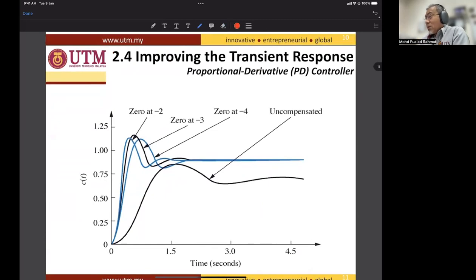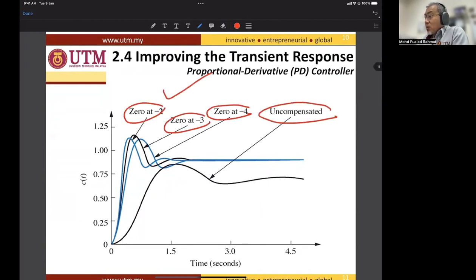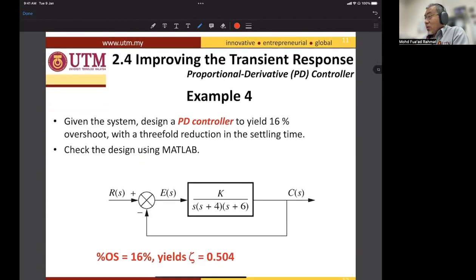So this is the comparison, four responses in one graph, which is the uncompensated, -4, -3, and -2. This one is the best one. So that's why we have to use another technique rather than doing four closed loop time responses and four root loci. We have to use calculations in order to find the PD controller.